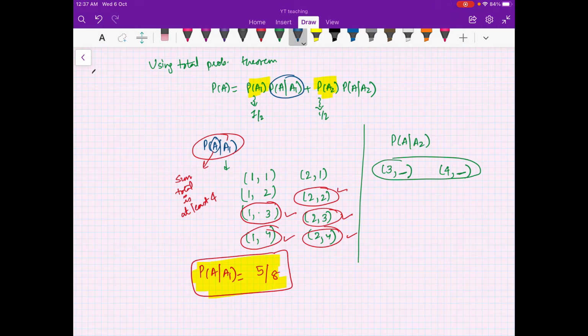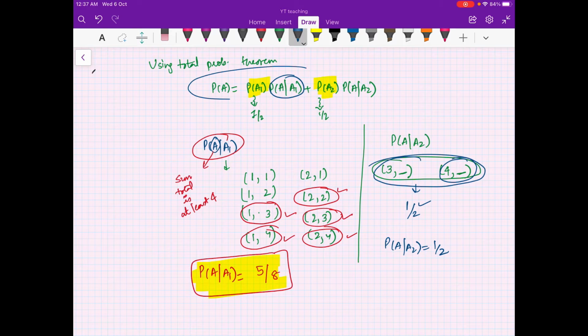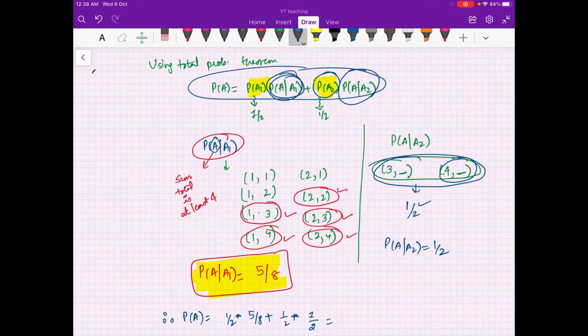Now come to this point. Your sum total is at least 4 here only because you are rolling once only. Out of 2 outcomes, your favorable outcome is 1, so probability of A given A2 is 1 by 2. Now you can plug everything in. The probability of the required event is 1 by 2 into probability of A given A1, which is 5 by 8, plus 1 by 2 into probability of A given A2, which is 1 by 2. So your answer, after making the calculations, is 9 by 16.